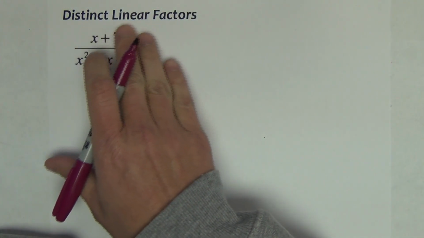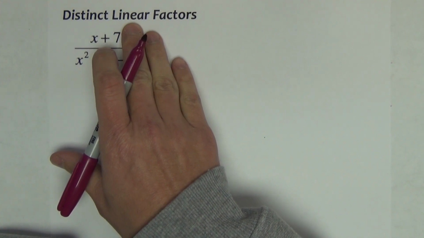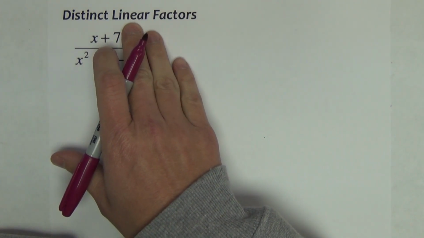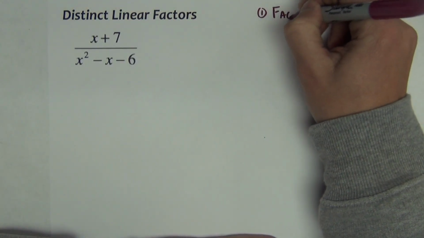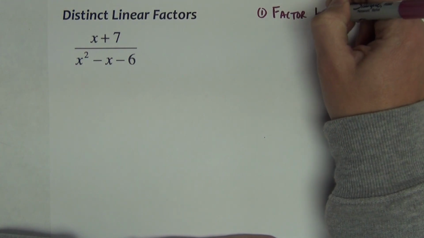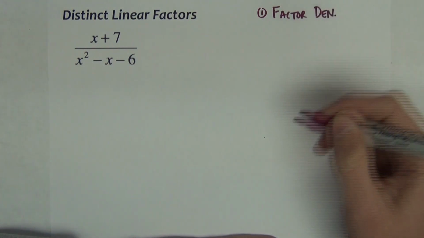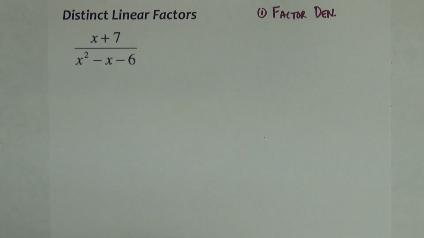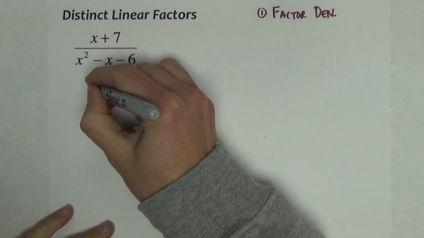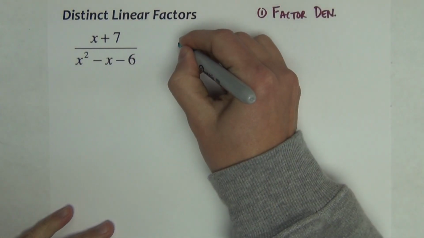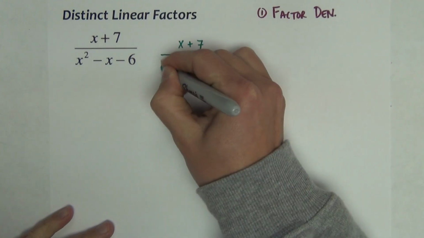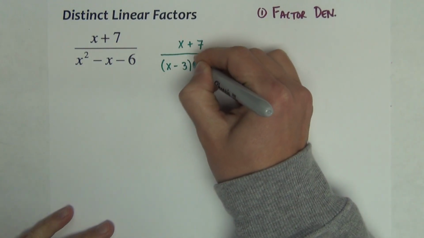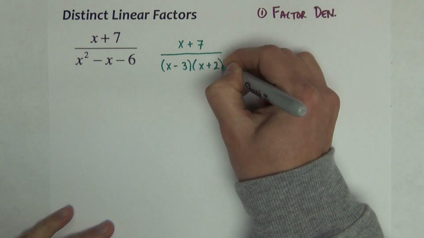And the first one is one in which we have distinct linear factors. Distinct meaning different, linear meaning x to the first powered factors. The first step in any of these problems, step number 1, is to factor the denominator. Completely factor the denominator. So I'm going to rewrite this expression in a factored form. That becomes x plus 7 over x minus 3 times x plus 2.